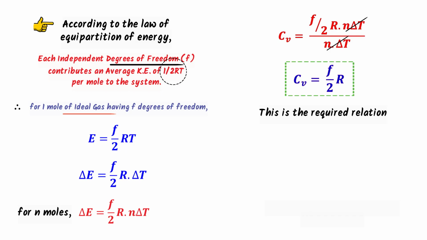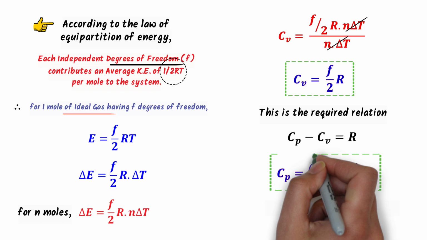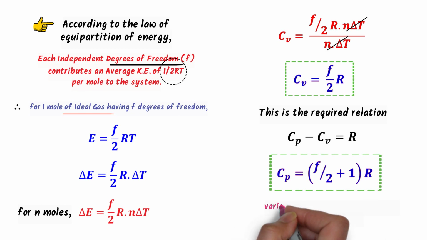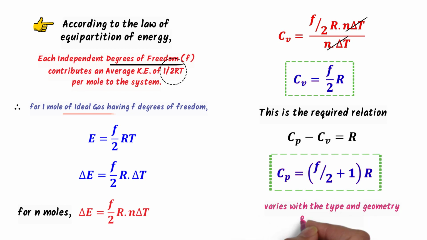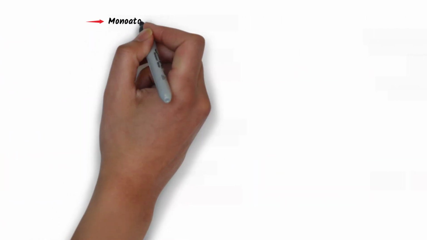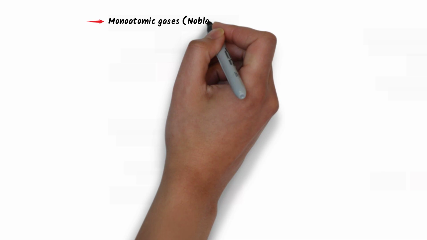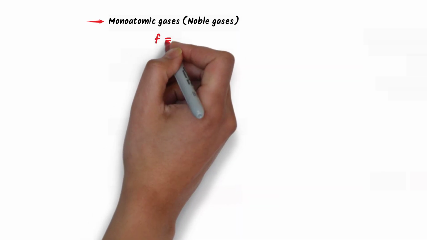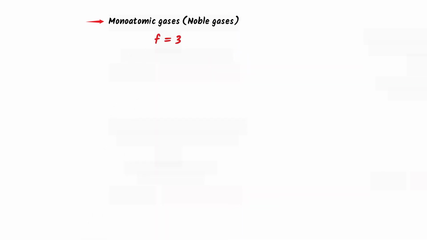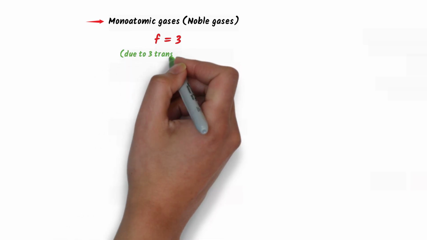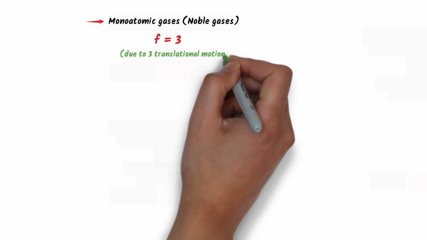Now, as per Mayer's relation, Cp minus Cv is equal to R. Therefore, Cp will be equal to F by 2 plus 1 into R, where F is the number of degrees of freedom, and this varies with the type and geometry of gas molecules. That is, for monoatomic gases like noble gases, F is equal to 3, meaning that there are only 3 degrees of freedom for such gases, and this arises due to the 3 translational motions.